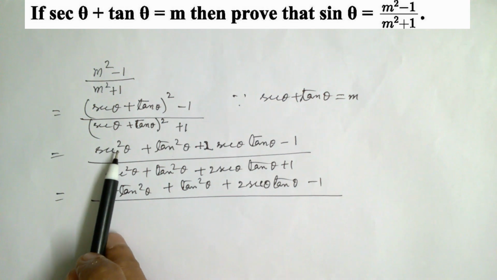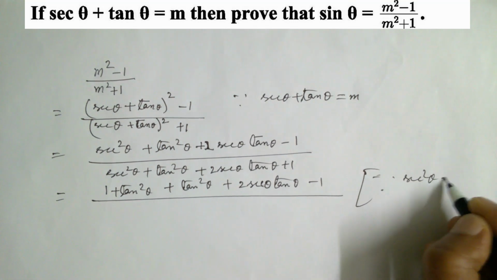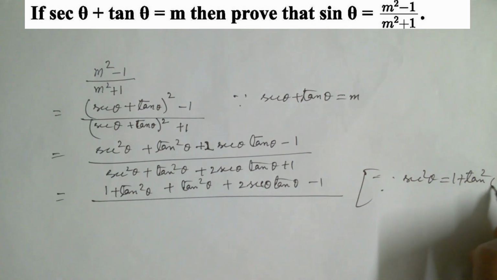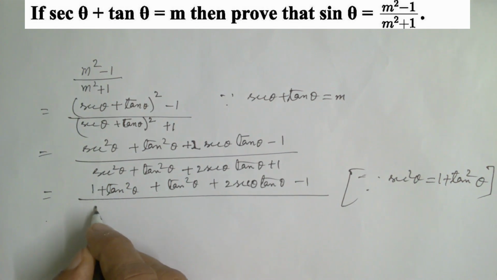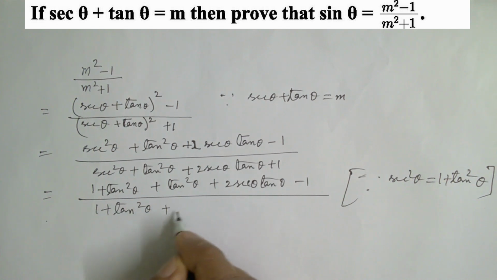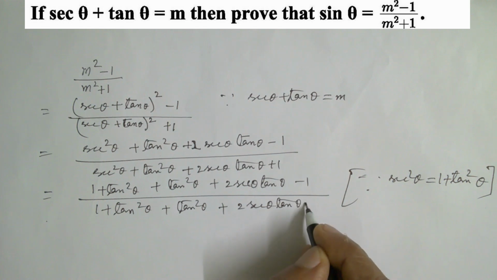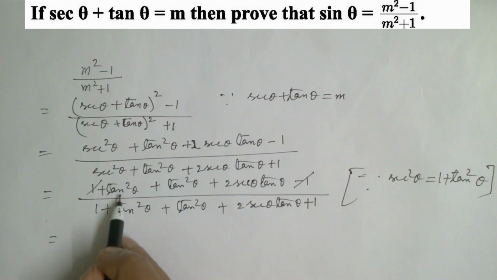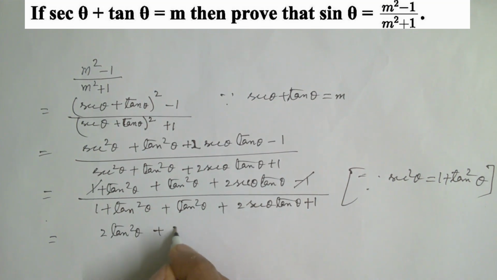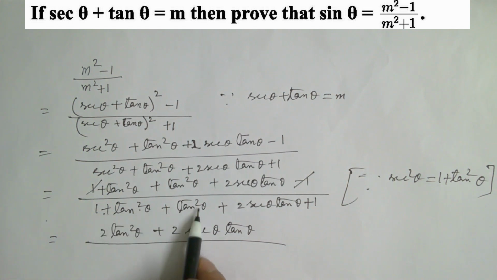Here, sec square theta is equal to 1 plus tan square theta, as from the trigonometric ratios formula, sec square theta is equal to 1 plus tan square theta. So the denominator similarly 1 plus tan square theta plus 1. In the numerator, minus 1 plus 1 cancelled out. Now simplify. 2 tan square theta plus 2 sec theta tan theta upon 1 plus tan square theta plus tan square theta, 1 plus 1 is 2.